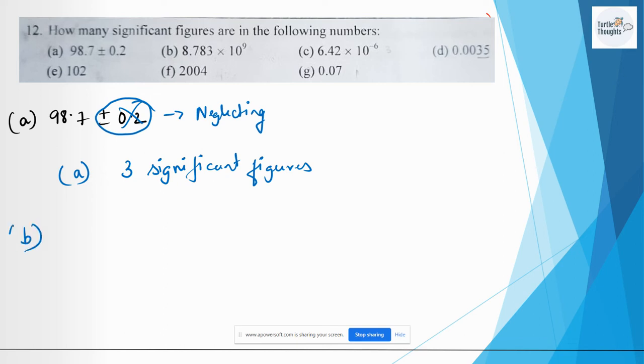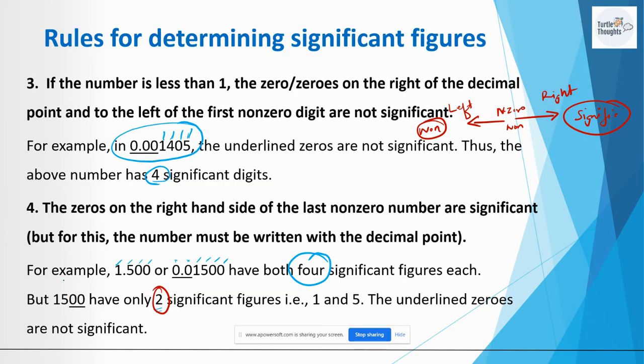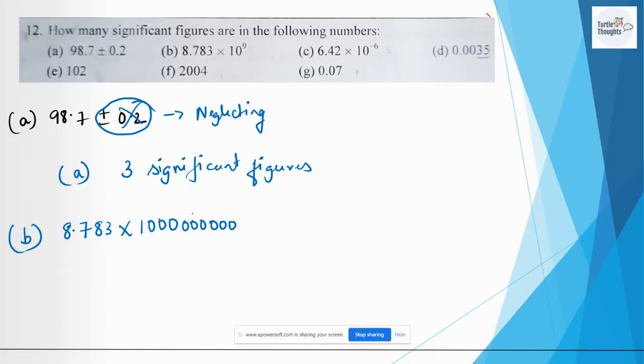Similarly, if I talk about sub question B, here I have 8.783 multiplied by 10 to the power 9, meaning 10 followed by how many zeros? 9 zeros. Right. Now, whether we have 10 to the power 9, 10, 11, 12, it does not matter. Why does it not matter? What does our rule say from here? If any zeros are coming towards your right, but they are a whole number, meaning there is a decimal point towards the right of the zeros, then should we consider these zeros as significant? No. So these will not be significant, only this we have to consider.